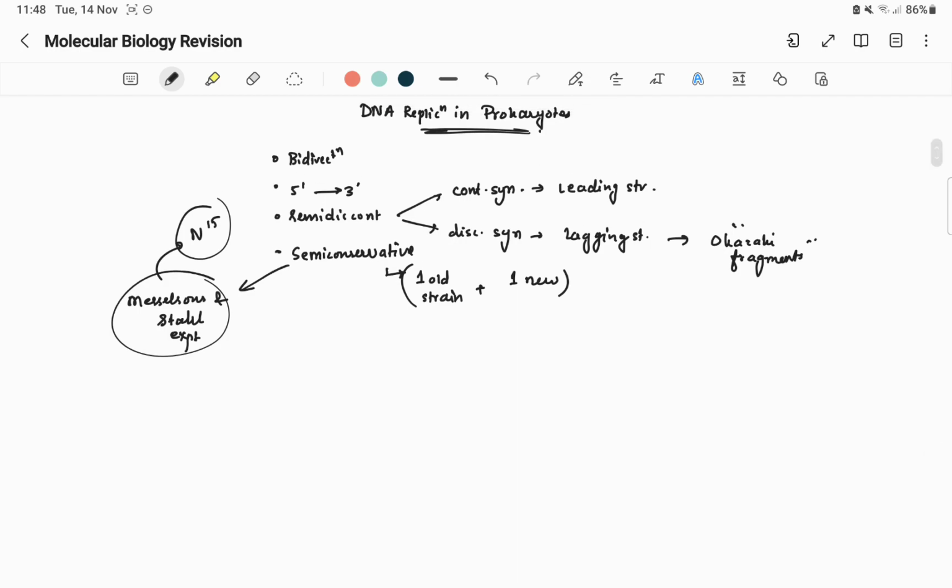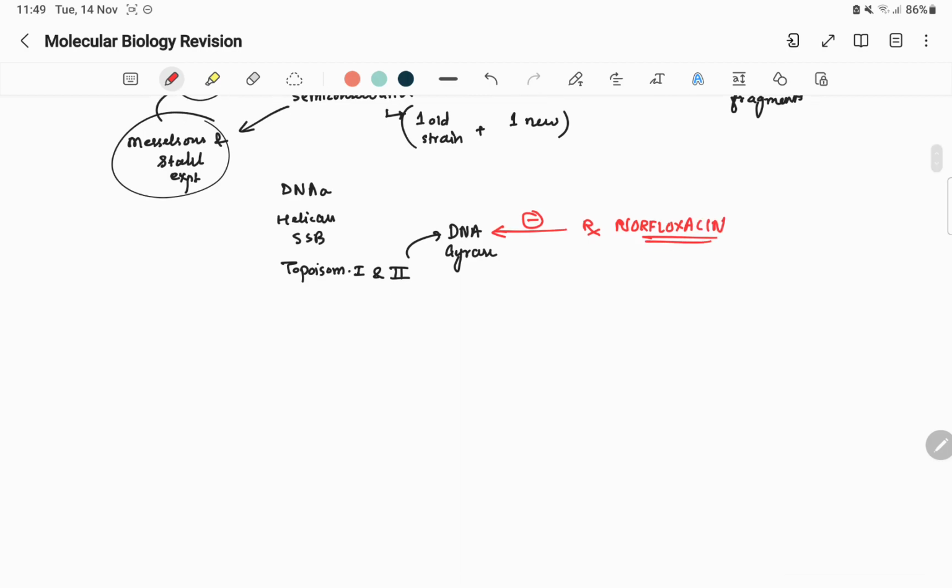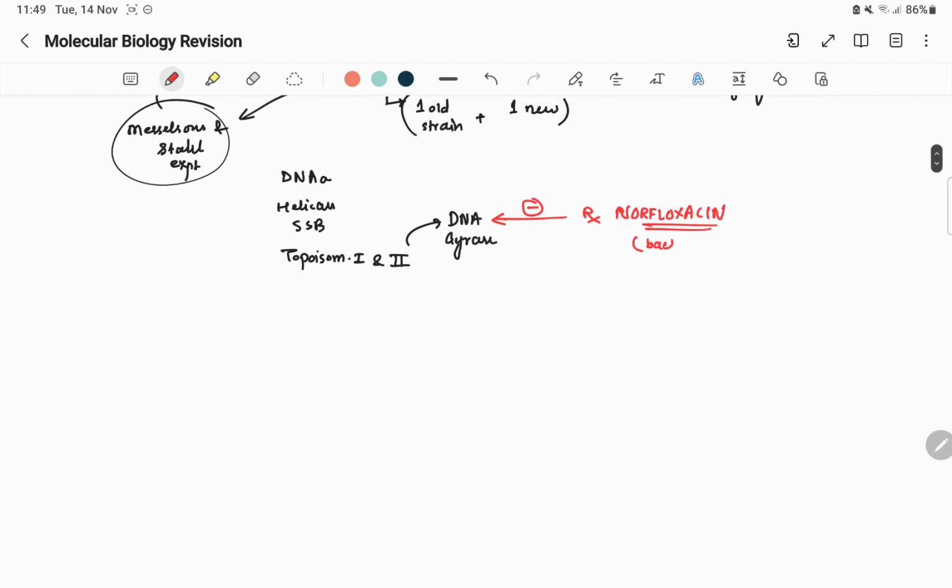Then what are the enzymes required for DNA replication in prokaryotes? We require the DnaA protein, helicase, SSB protein, and topoisomerase 1 and 2. Topoisomerase 2 is also called DNA gyrase. There is a clinical association: DNA gyrase is inhibited by the drug norfloxacin, which is a bactericidal drug.